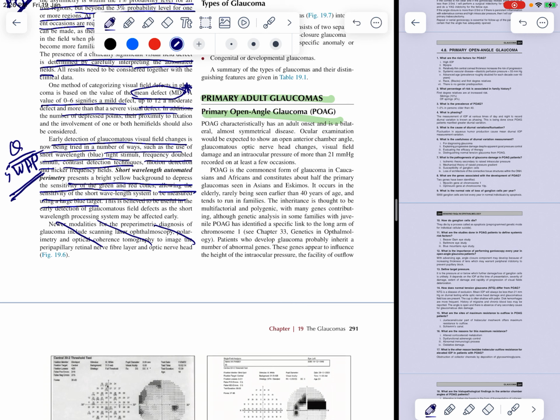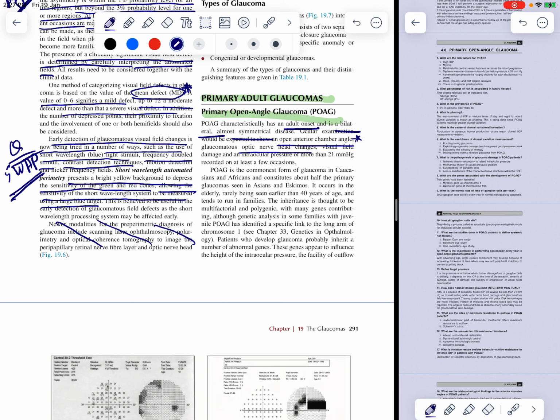Primary open angle glaucoma. The answer is in the word itself. The angle is open, but still, why do we have glaucoma? Adult onset, bilateral. Glaucoma is not unilateral. Symmetrical. Angle will be open, that's why known as open angle glaucoma.